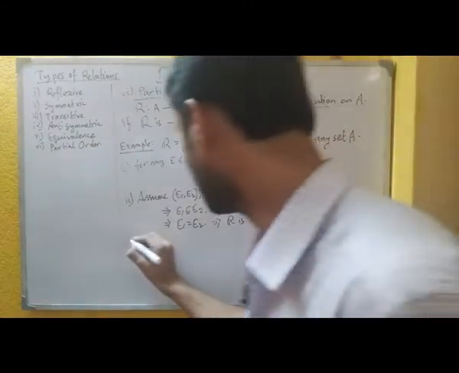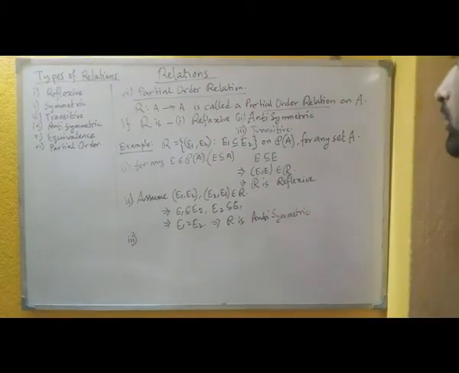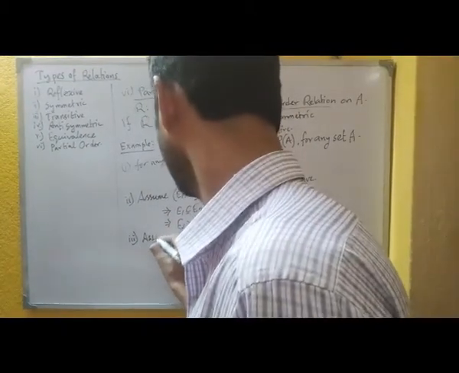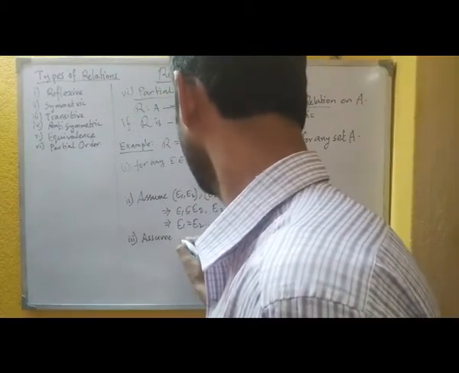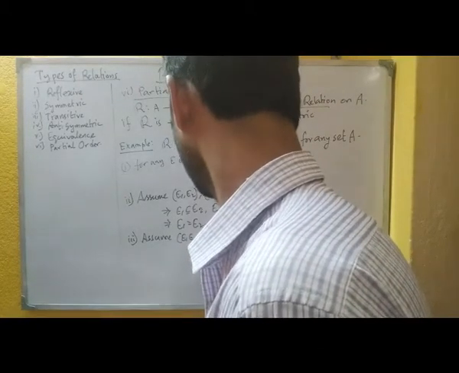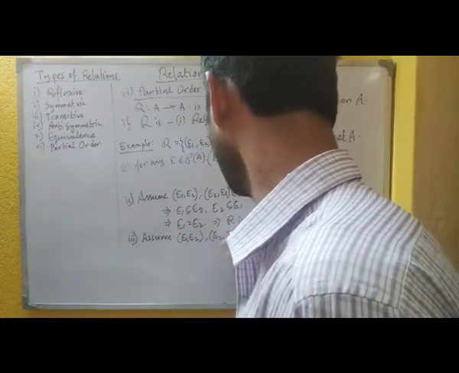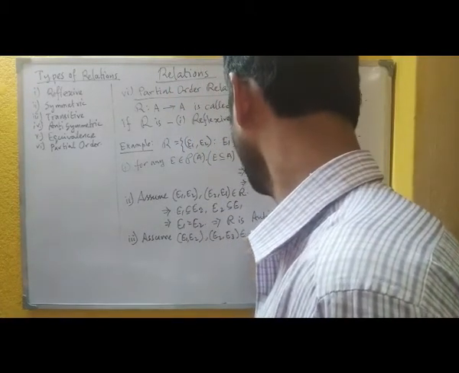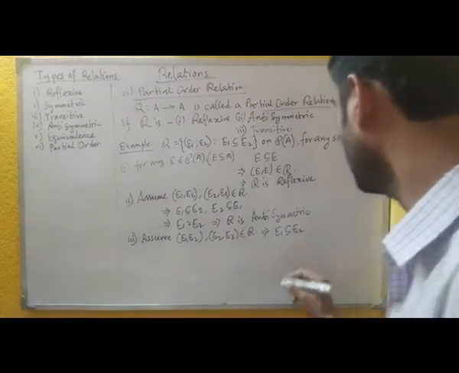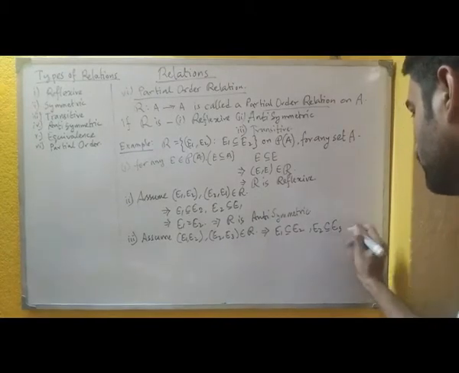Okay, so number 2 is done. It is holding. So we come to number 3, and for that we assume that (E1, E2) and (E2, E3) belong to R. E1 is a subset of E2 and also E2 is a subset of E3.